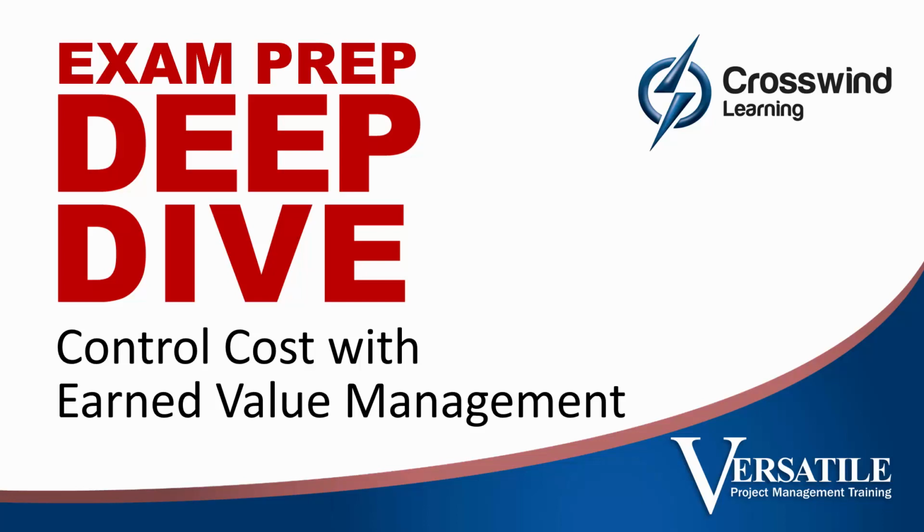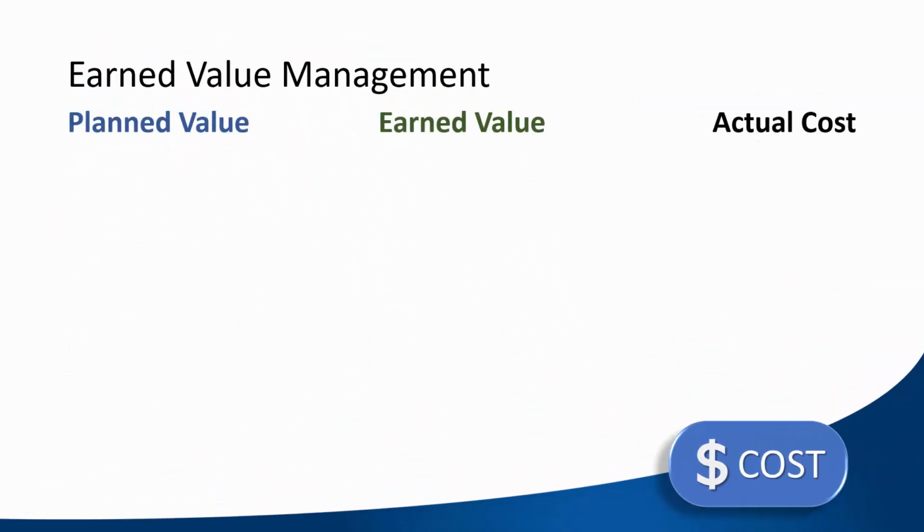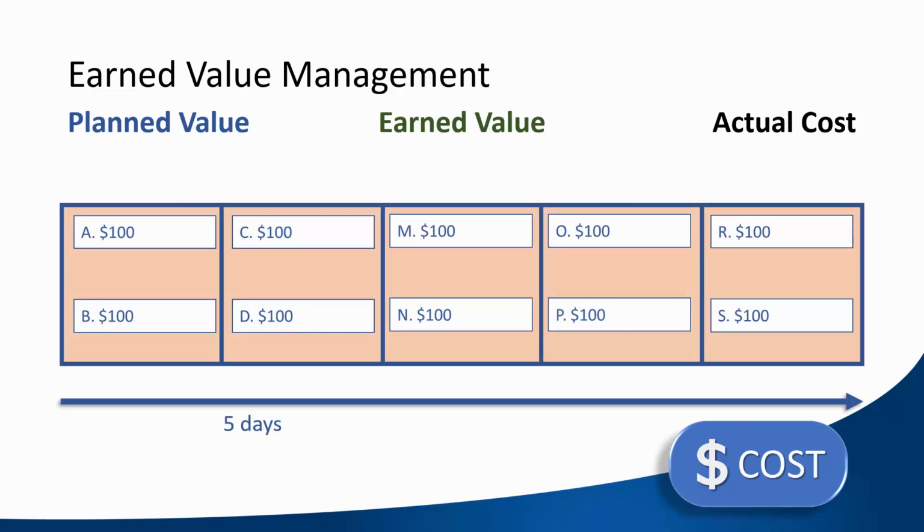This is our second lesson on controlling costs using earned value management. We will build on the three terms we learned in the previous lesson: plan value, earned value, and actual cost. We used a simple example to show how we roll up activity data to get PV, EV, and AC. This is our simple project plan with activities scheduled and estimated.